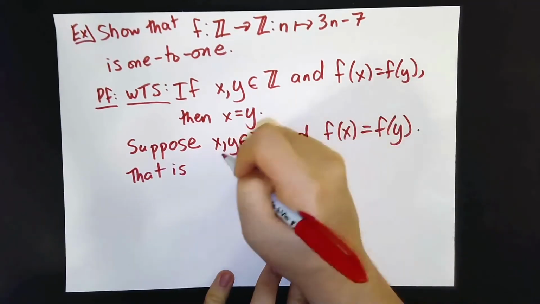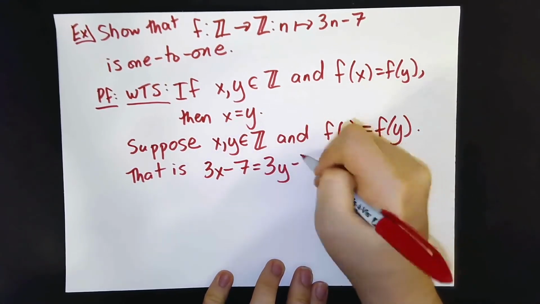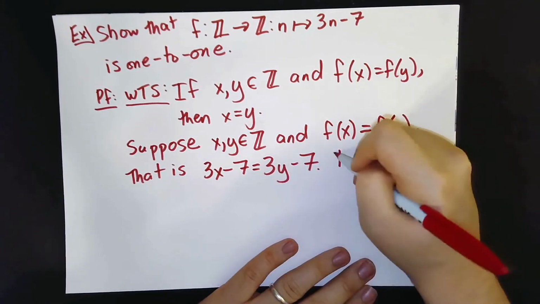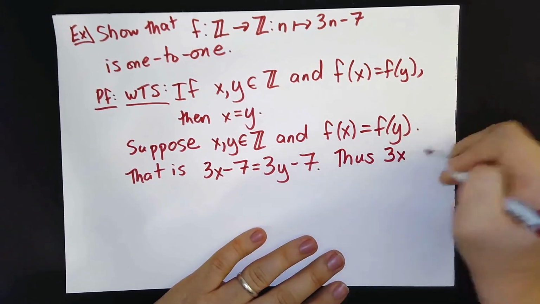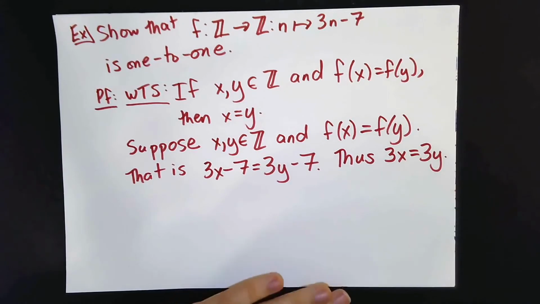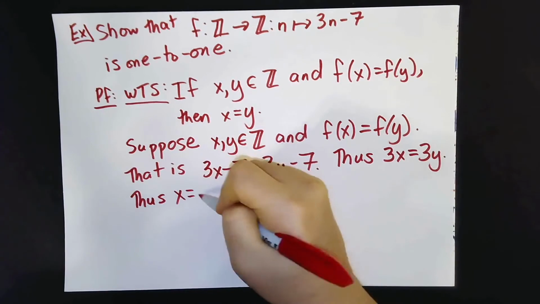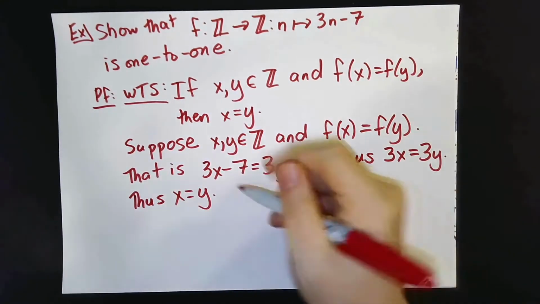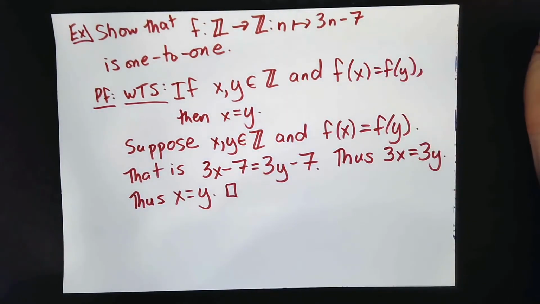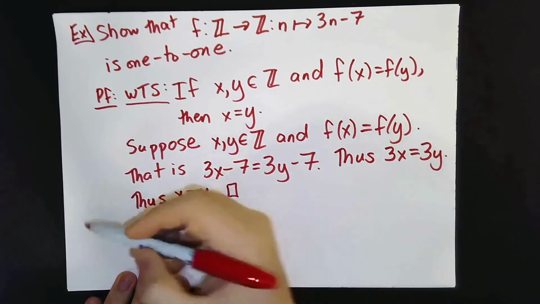Namely, that is saying that 3x minus 7 is equal to 3y minus 7. But if 3x minus 7 is equal to 3y minus 7, I can add 7 to both sides, and that will tell me that 3x is equal to 3y. But once 3x is equal to 3y, we can divide both sides by 3, and that will give us that x is equal to y. And now, that's what we wanted to show, so we're done. To prove a function's one-to-one, we're always going to use this format. But this format requires a little bit of caution.